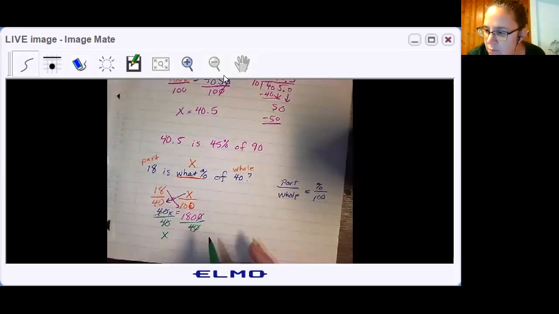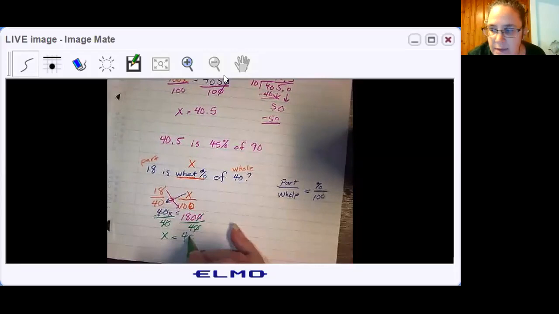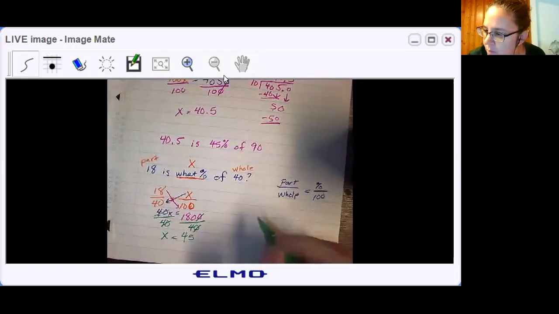Now, how many times will 4 go into 180? Well, 4 goes into 18 4 times with 2 left over. 4 goes into 20 5 times, and it's done. You want to see that written out.